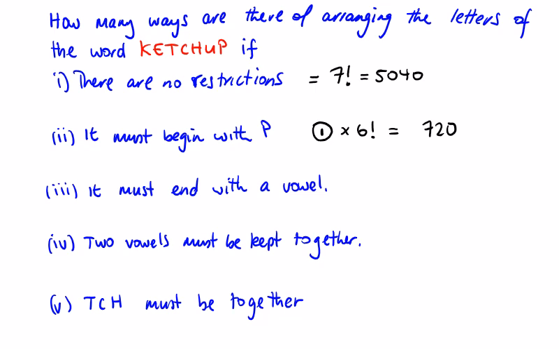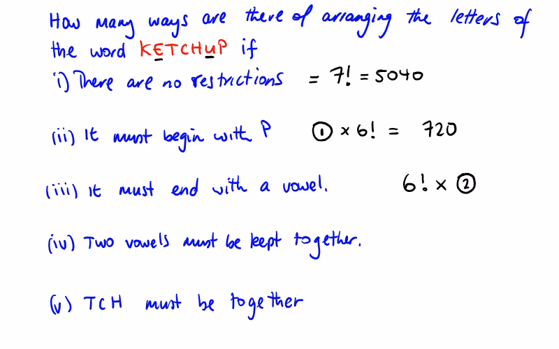If it must end with a vowel, well, here's the end point. Let's have a look at the end point. How many options for vowels are there? There's an E and there's a U. So there's 2 options at the end. And regardless of which option we use, this would leave 6 other letters, 7 letters in ketchup. So it's going to be 6 factorial by 2.